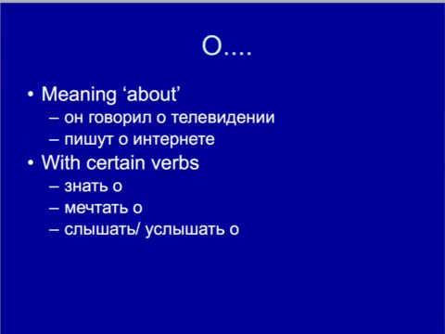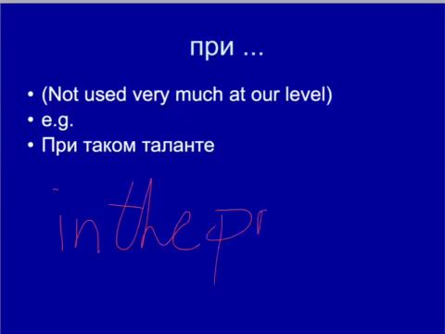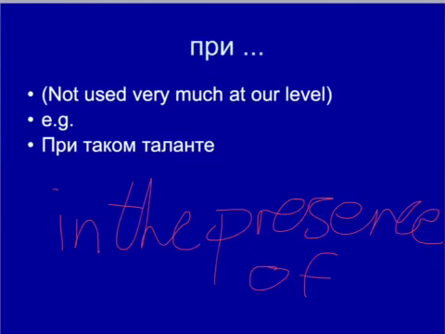There are also some set phrases where you use it. O means about, and there are certain verbs that use o as well. And pri is not used very much. It's quite difficult to translate. So the only important thing here is to recognise the word. It really means something like in the presence of. Like here, with such a talent, in the presence of such talent. And that's the prepositional case.